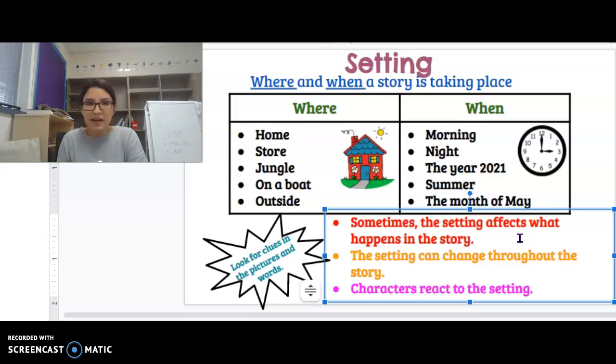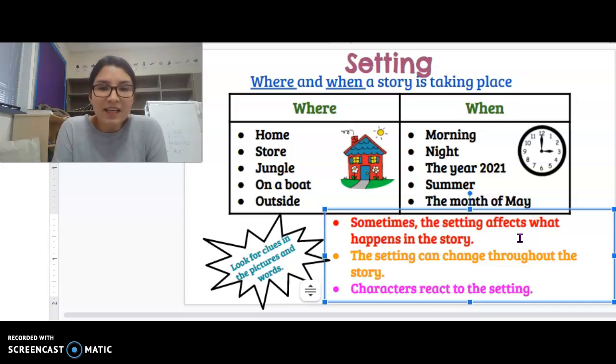So the setting, where's the setting? It's outdoors and near a river, right? So what if there was never a river? Then the gingerbread man could have kept running, right? And he probably would have gotten gobbled up by the fox. So that's what I mean by sometimes the setting affects what happens in a story. If there was not a river, then he would probably still be running from them, right?